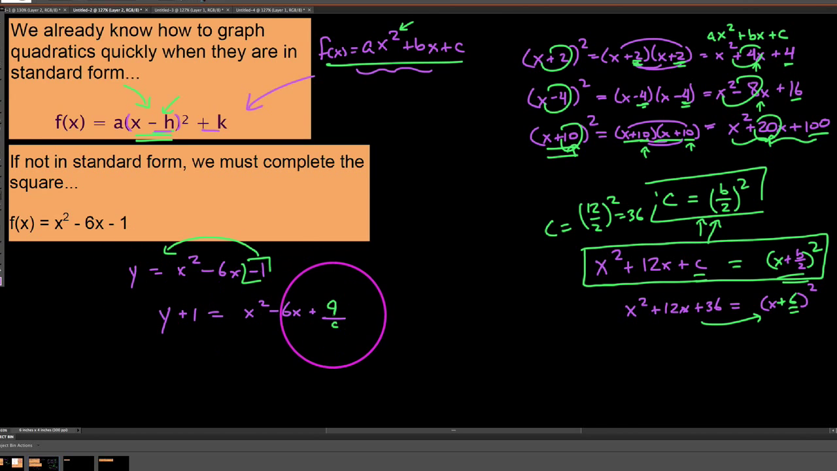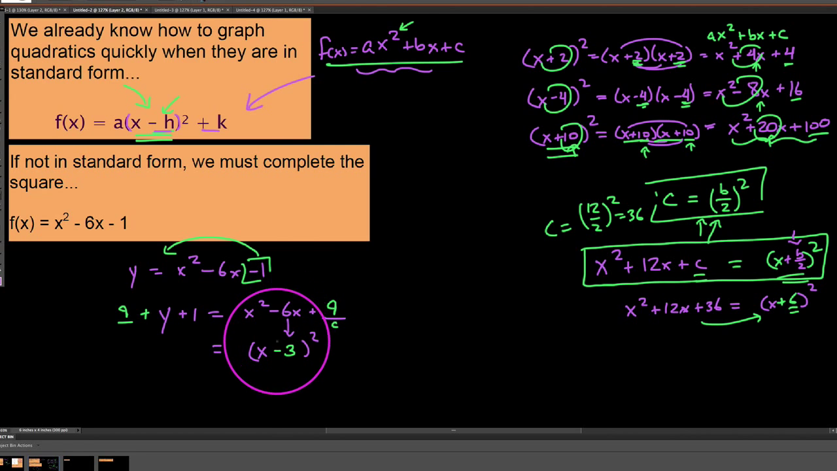Now, one note that I have to make here is this. You can't just add a constant to one side and not add it to the other. So we certainly need to add this 9 to the left side as well. Now the consequence of doing this is that I can factor the right side into a perfect square binomial, where what goes in here is half of the middle term that we squared to get the 9 in the first place. So this half of -6, this is really important, has got to be a -3 because half of -6 is -3. And on the left side, we get 9 plus y plus 1, which is really y plus 10.